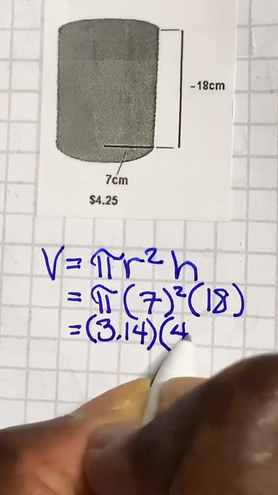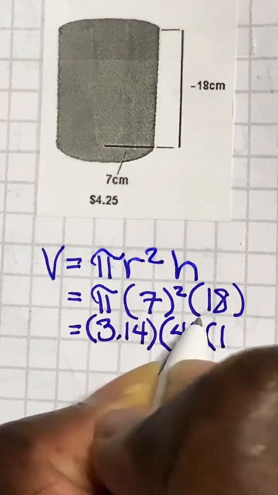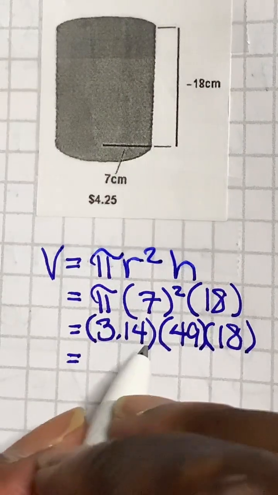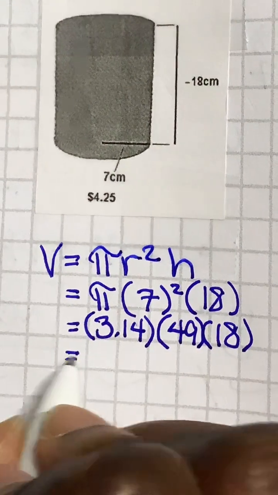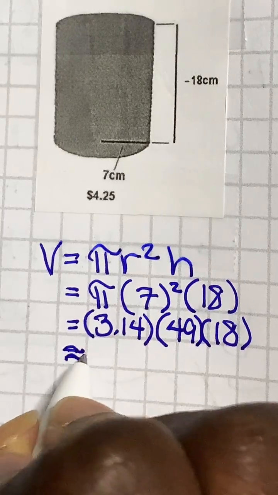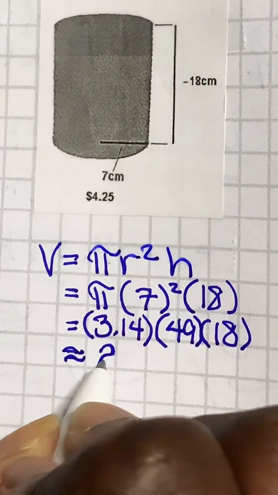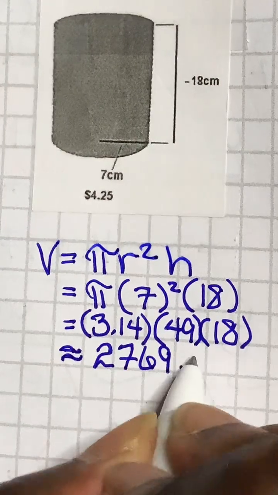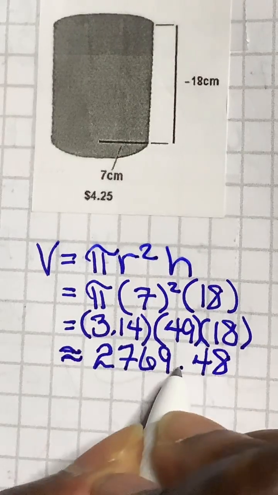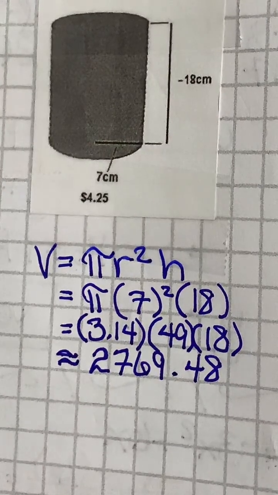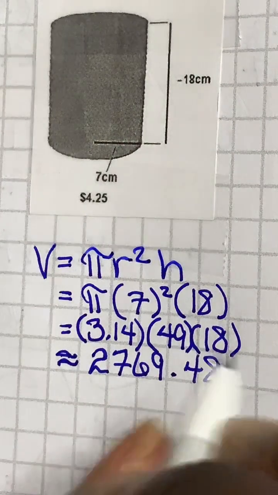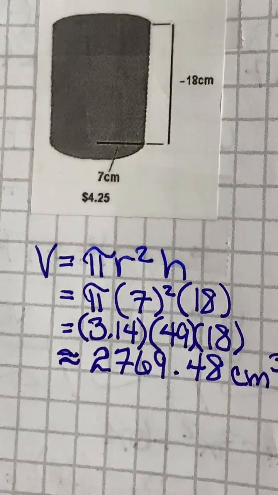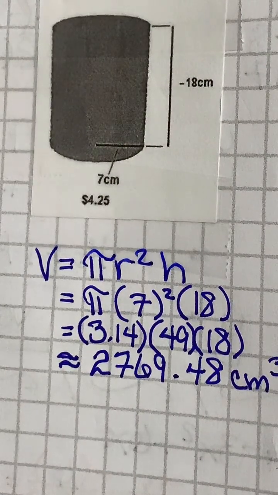So we got our 49, and we have our 18. So if I do it that way, I'm going to say approximately 2,769.48. And that is also our cubic centimeters. Okay.